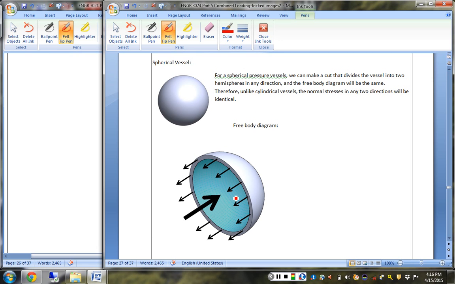If I chop it along any diameter, and I call this my x direction, I hope you can follow that my sum of the forces in the x direction is going to give me exactly the same math as my axial case. So I can jump forward to the answer: sigma x is PR over 2t. But it's spherical, so no matter which way I slice it, the sigma is PR over 2t for a spherical case.